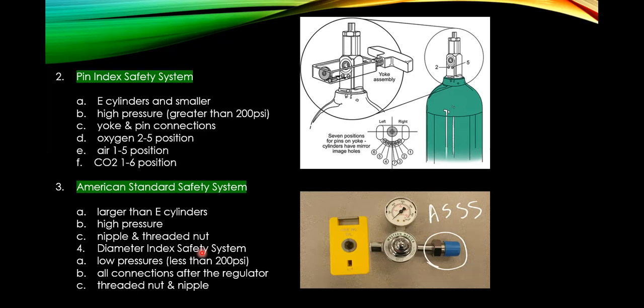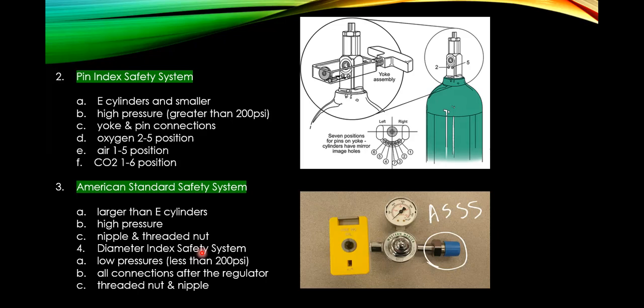Also the threaded nut and nipple. So most of them will have something like this. See this little threaded nut, right? It will have something like that. You can screw on your mask. You can screw on whatever little device you're using if that's what you want to use, okay? That's the DISS. So we have the color code, PISS, ASSS, and the DISS, right?